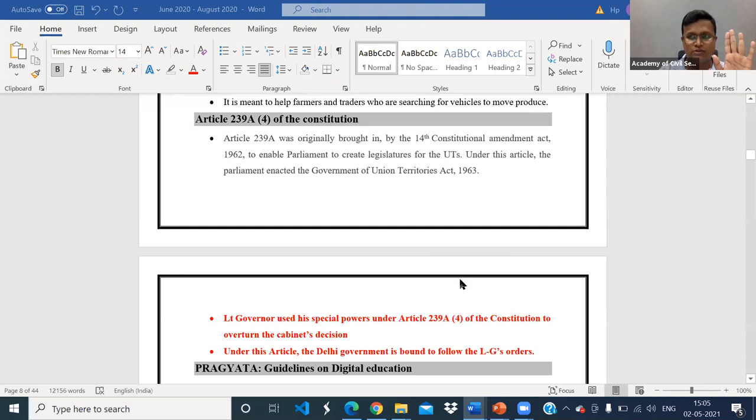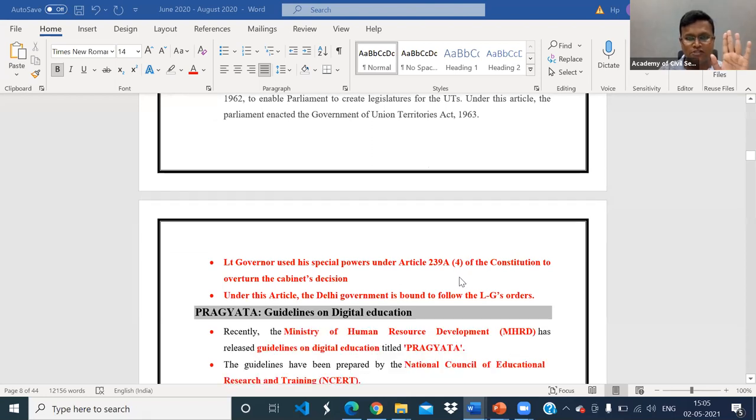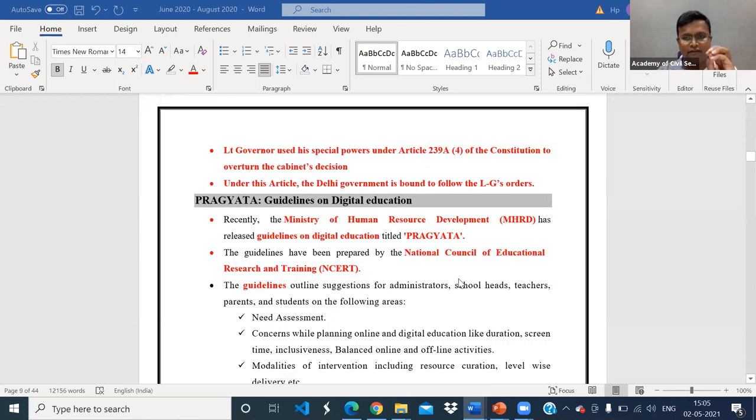It might come in the question because of the recent dispute between the Delhi government and the Delhi Lieutenant Governor. Next one, Pragyata. Pragyata is a set of instructions.